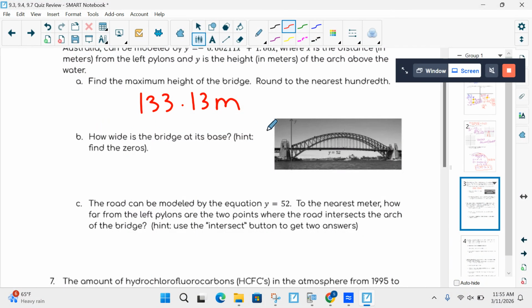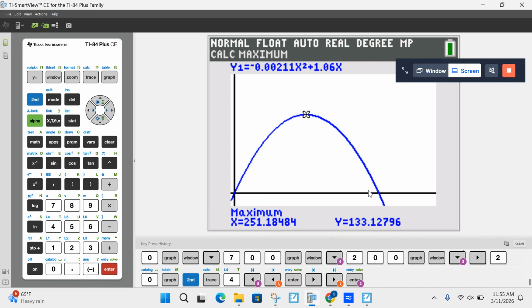How wide is the bridge at its base? So what that's asking for, so like this is your x and y axis of the bridge. This is asking for this intersection point here, which is your zeros. So let's say hint, find the zeros. It will not have these hints on the quiz. So we need to find the zeros.